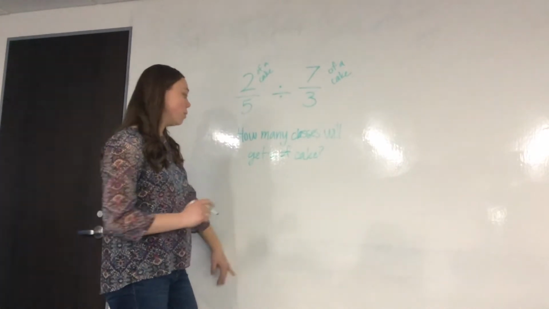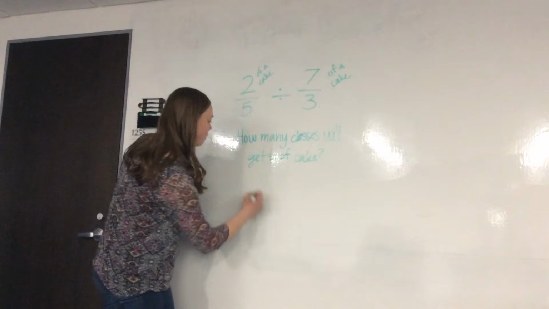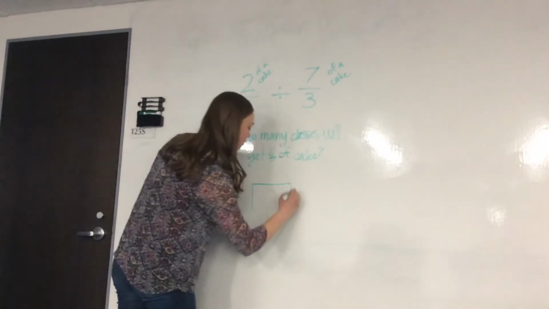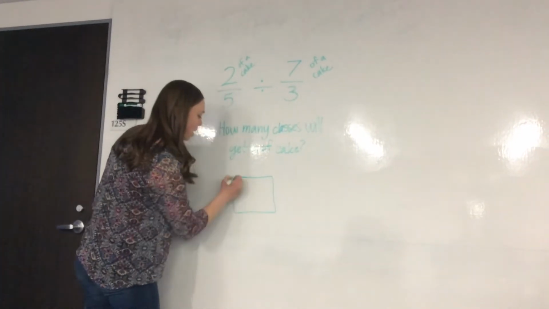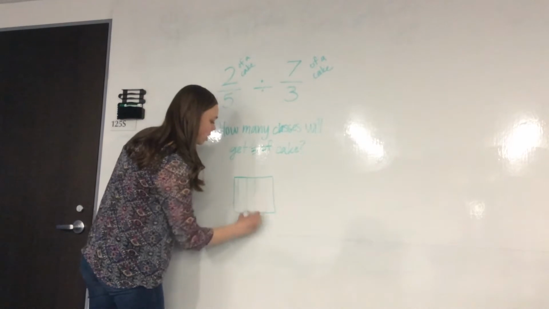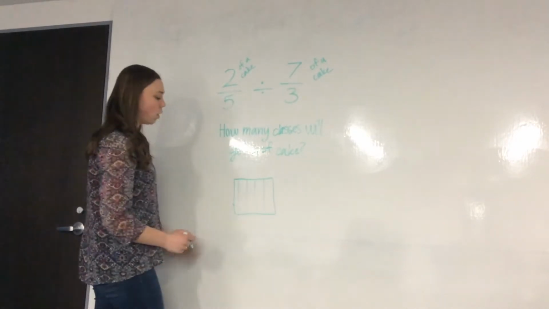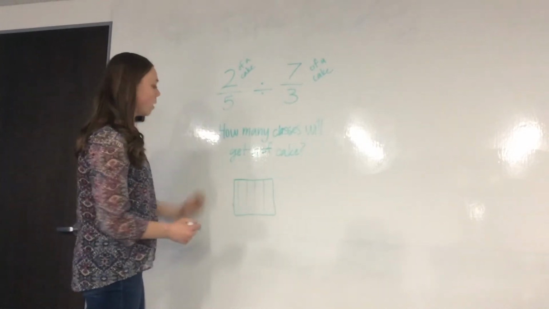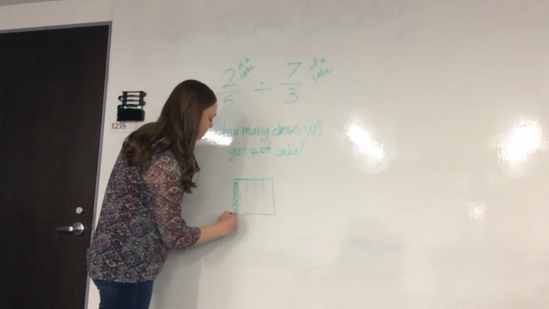So first I'm going to draw 2/5 of a cake. If I have one cake, and I divide it into 5 pieces because our denominator is 5, our whole is going to be this one cake. And then we have 2/5 of that cake.